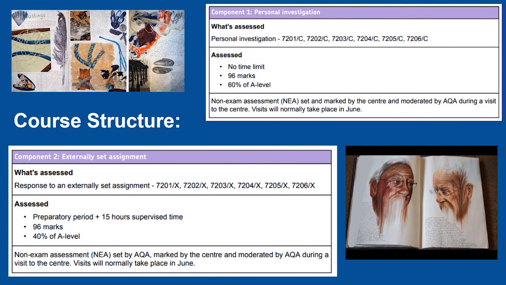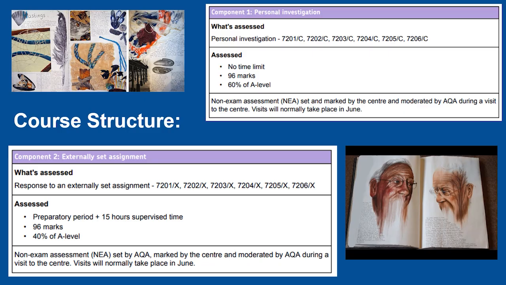The course that we teach is an AQA course. It's art, craft and design, and the course structure is two components. Component one is personal investigation. This has no time limit. We tend to do it throughout the entirety of Year 12, beginning with a skills-based module in the autumn term, and then moving into the NEA, the coursework element, in the spring and summer and in the autumn of Year 13. The second component is the externally set assignment.